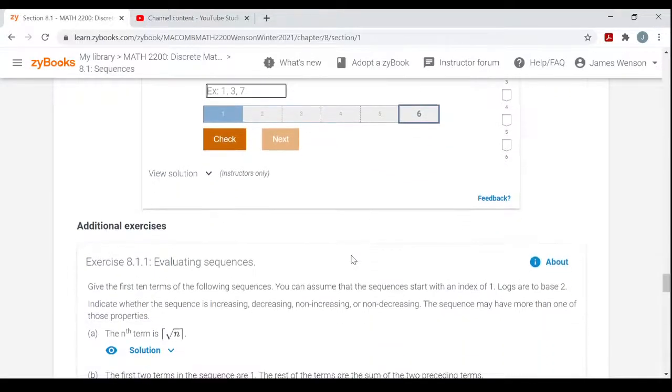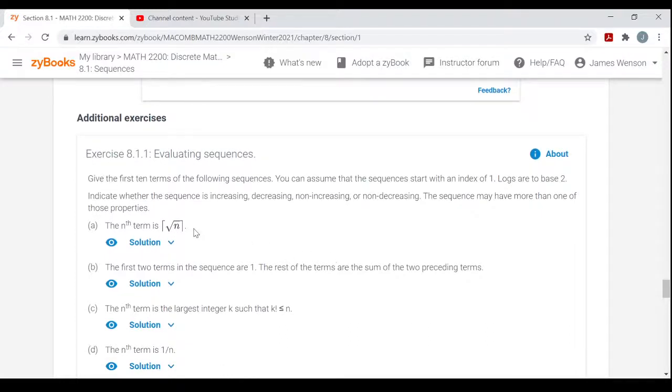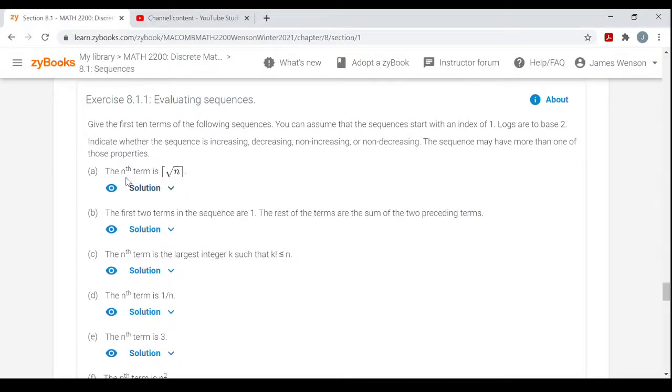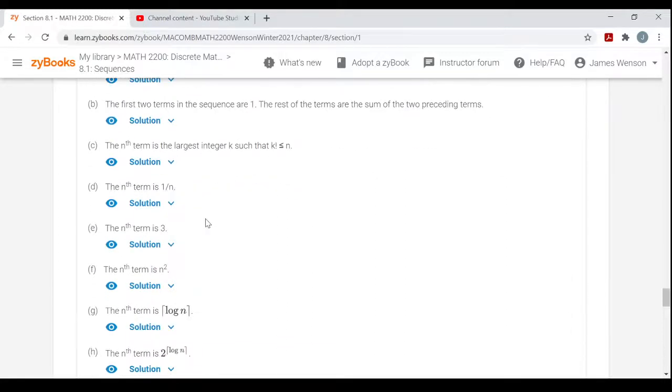All right, then you have additional exercises. Now, some of these are a little more complicated than the ones I looked at. But just here you're asked to give the first 10 terms of this. The first is the ceiling of the square root of n, and you start with an index of 1, right? So the first term here, when you plug in 1 for n, would be 1. The square root of 1 is 1. The ceiling of 1 would be 1. And when you plug in 2, the square root of 2 is 1.4 something, but then the ceiling would be 2. And so hopefully you understand what these expressions mean.